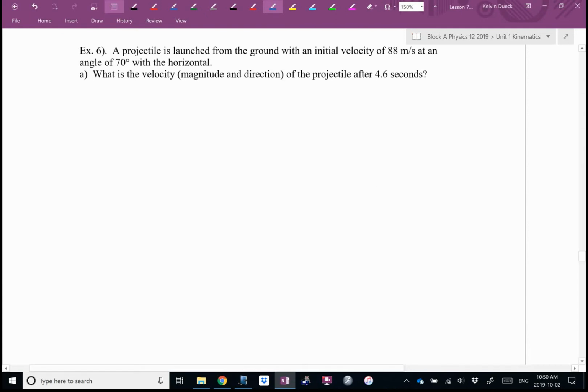What's the angle in this question, Mason? 70. So that's fairly steep. 45 is about like that, so I'm going to make it steeper than that. Here's the ground, let's say, and there, 70 degrees. What's my initial velocity, Mason? 88.